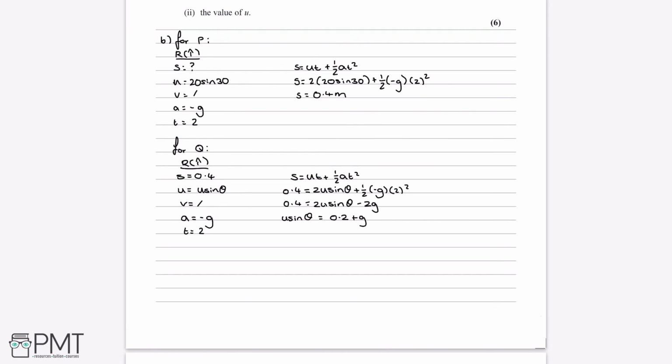And the way that we can find what these are is by now doing exactly what we've just done, but resolving horizontally. So if we start off again with P, because we know more values for P, and we resolve horizontally, doing SUVAT again, we do not know the displacement, but that's what we want to find. We know that u is equal to 20 cos 30, as we found previously. v is not needed. a is equal to 0 because this is now horizontal, not vertical.